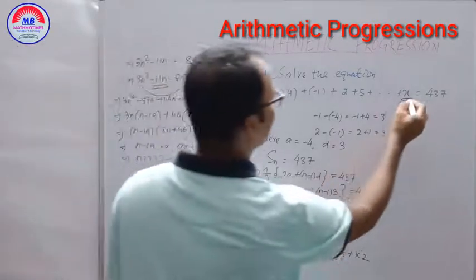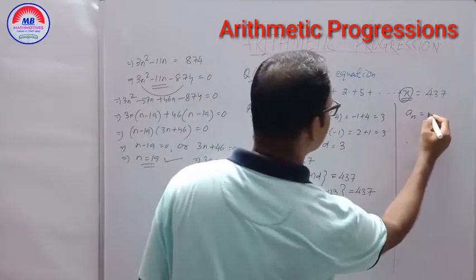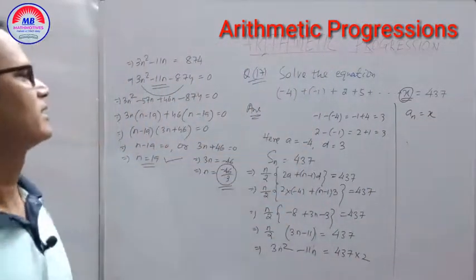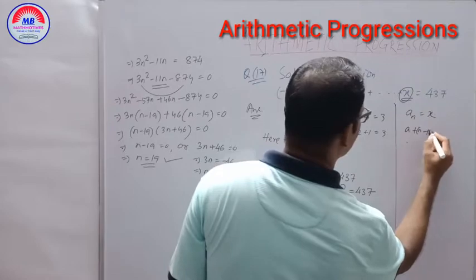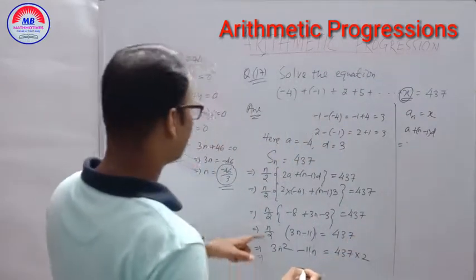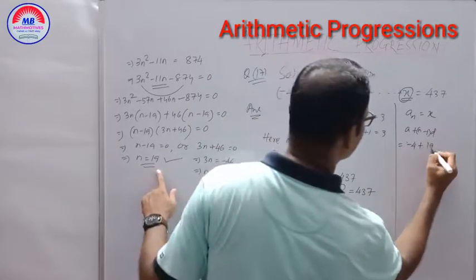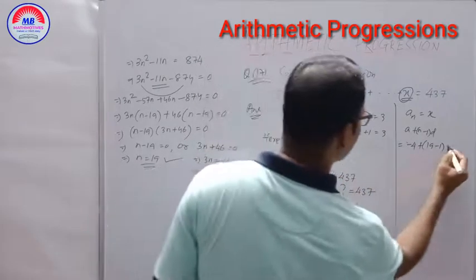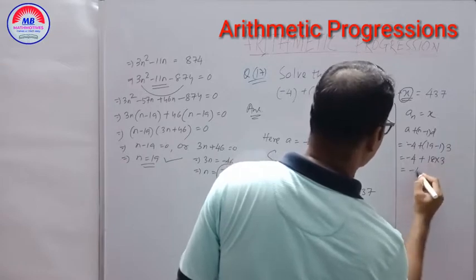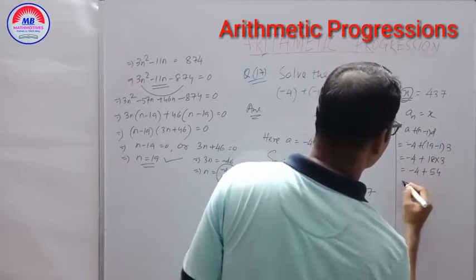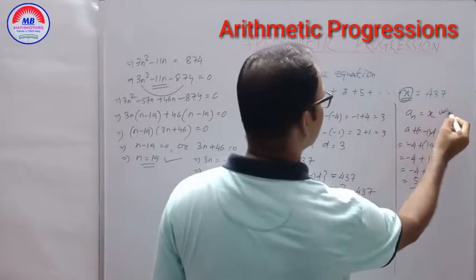We have to find x. The last term is an, and an is x. So an equal to a plus n minus 1 into d. A value is minus 4 plus n minus 1, n is 19 minus 1, d value is 3. It equals minus 4 plus 18 into 3, minus 4 plus 54 equal to 50. So the answer is x is 50.